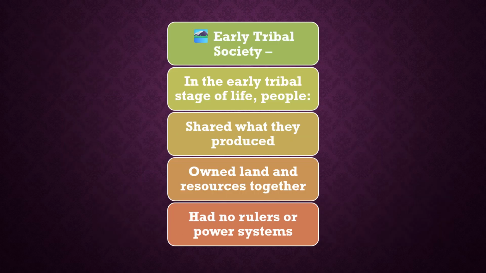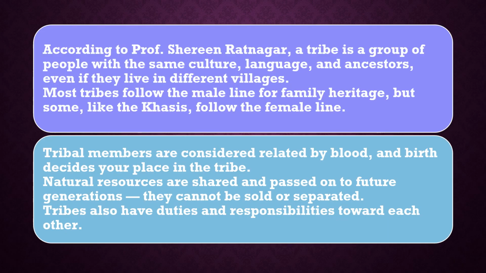How was the early tribal society? That also you will include in this answer. In the early tribal stage of life, people shared what they produced. They owned land and resources together. They had no rules or power systems. A tribe shares culture, language, and ancestry. Most follow the male line. Some, like the Khasis, follow the female line for family heritage. Birth decides status. Resources are shared. Members support each other.